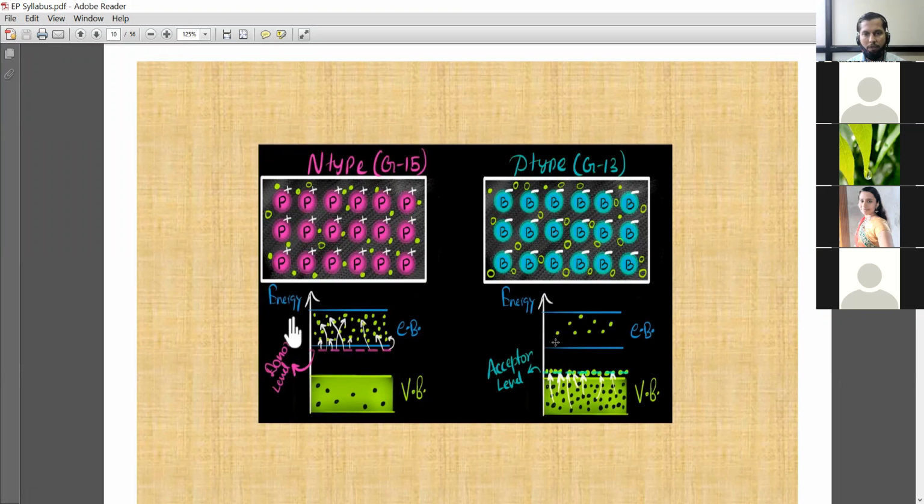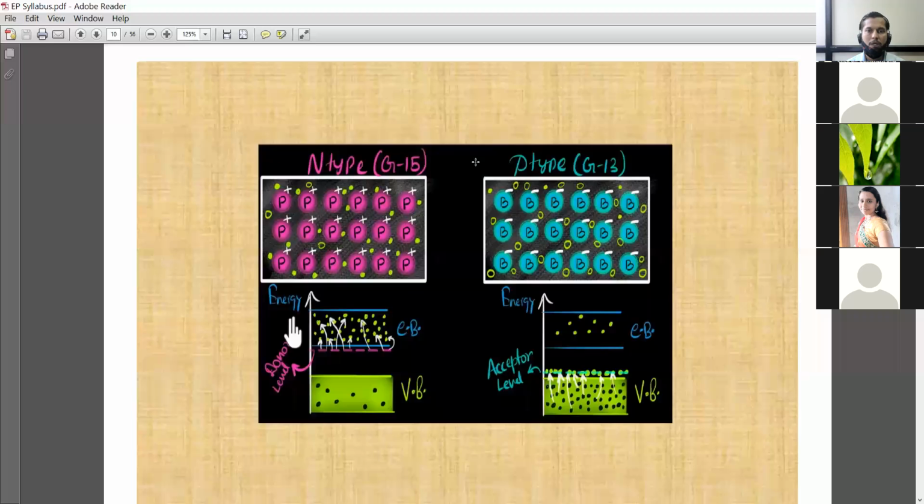Then in case of P type, we are adding trivalent impurity, that is also called acceptor impurity. So it is just above the valence band. And here there is a formation of holes because these electrons are trying to jump and occupy this, and then they are moving further towards the conduction band.